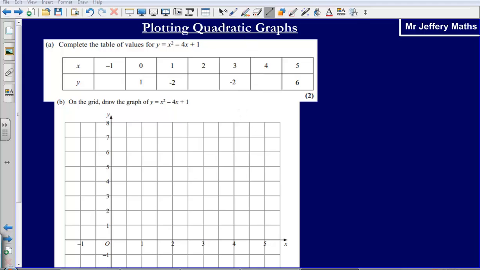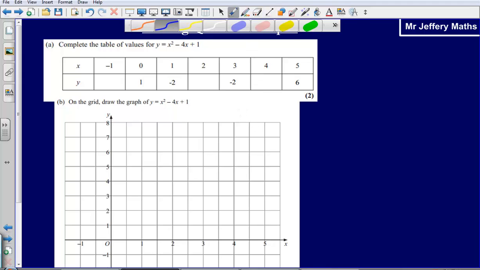Welcome to a video taking a look at plotting quadratic graphs. Here we're asked to complete the table of values for y equals x squared minus 4x plus 1.